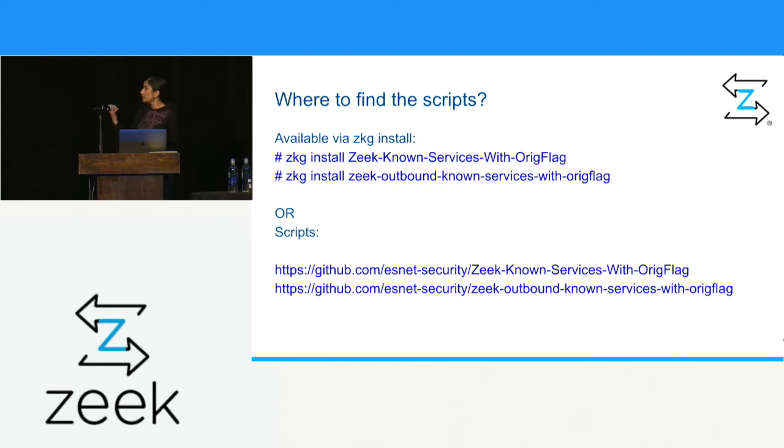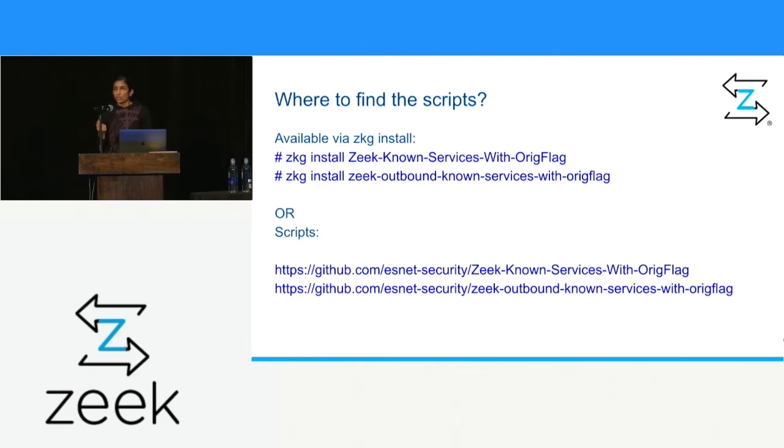And then the last slide is where to find the script. Both the scripts that I talked about, the custom one that we added the origin flag to, and the outbound services, they both are available via ZKG install. So if you are interested, you can pull both of the packages down and enable them.